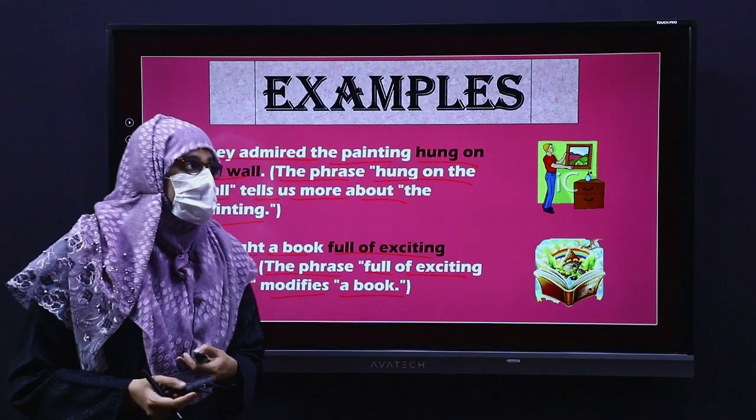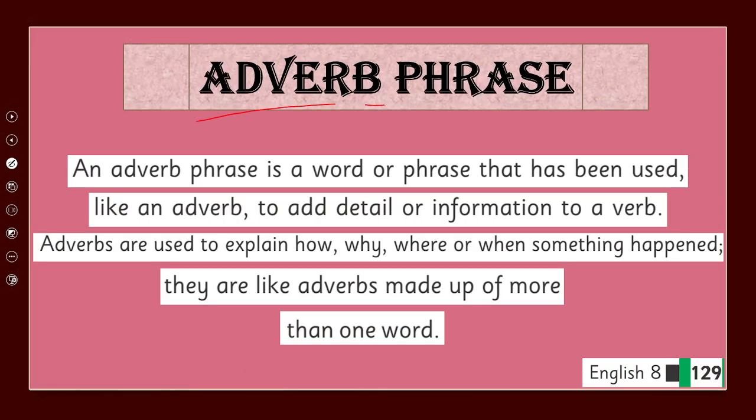Let's learn about adverb phrase. An adverb phrase is a word or phrase that has been used like an adverb to add detail or information to a verb. Adverbs are used to explain how, why, where, or when something happened. They are like adverbs made up of more than one word.